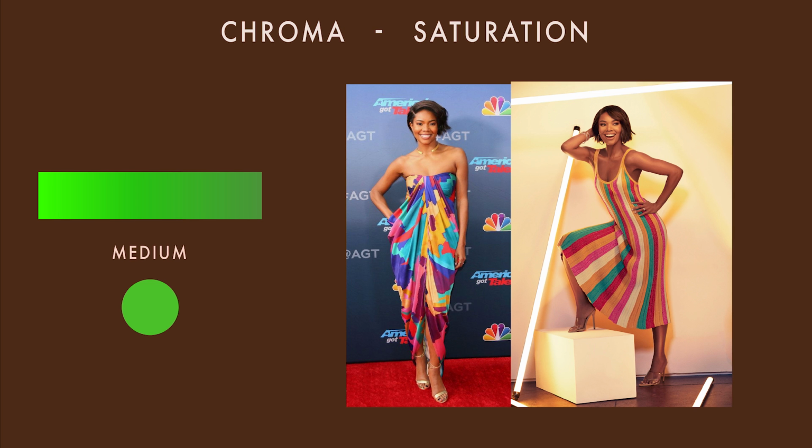Chroma. Like most dark autumns, she has a medium saturation level. That means that her colors shouldn't be too bright nor too muted. Something in between is ideal.